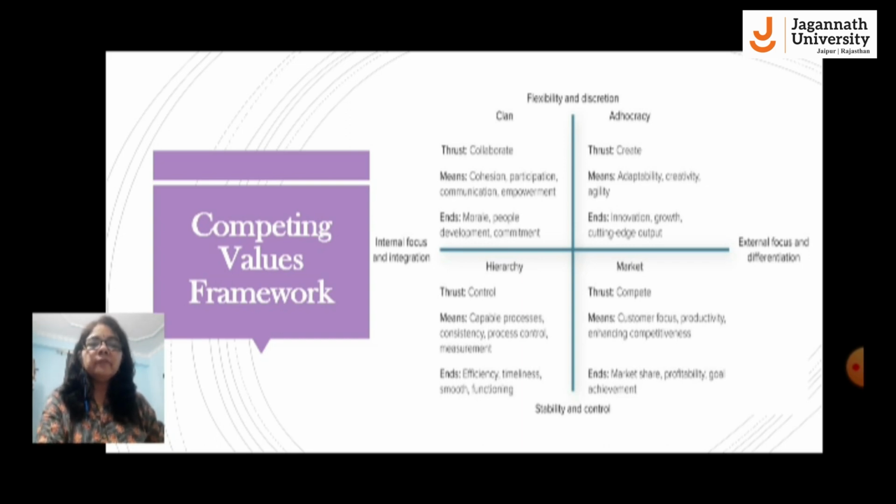The adhocracy culture has flexibility and discretion on x-axis and external focus and differentiation on y-axis, which gives thrust on create. Means are adaptability, creativity, and agility. Ends are innovation, growth, cutting edge output.